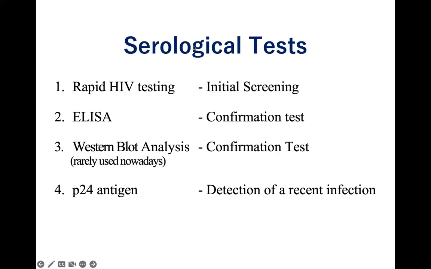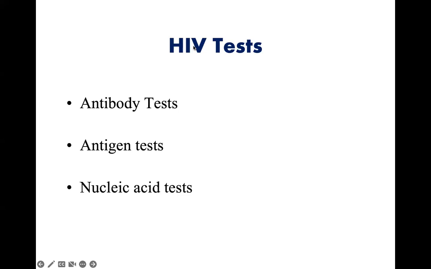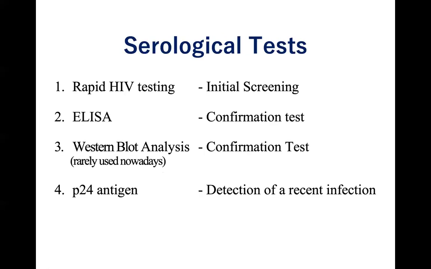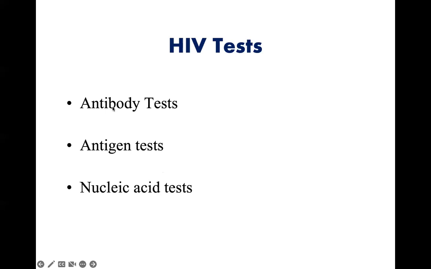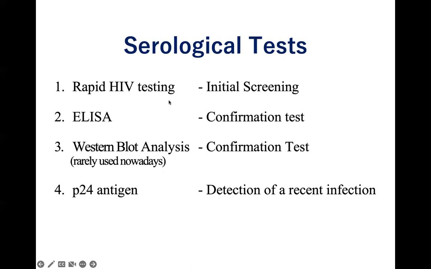Amongst those tests, we can divide them based on whether they are serological tests or nucleic acid tests. Serological tests are the ones that you do in blood, on serum. So I talked about antibody tests, antigen tests, and nucleic acid tests. Amongst the antibody tests, we have what we call rapid HIV tests. And we also have ELISAs that are able to measure antibodies in blood. And we also have what we call Western blot analysis.